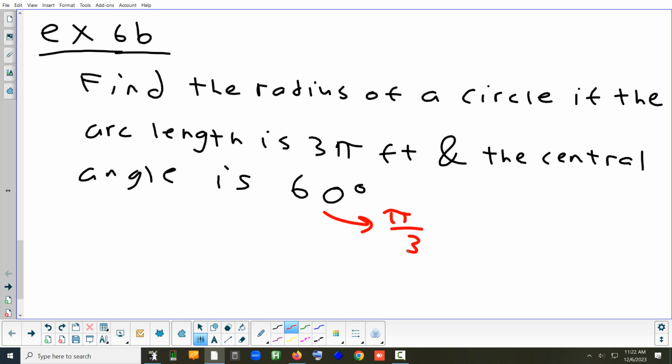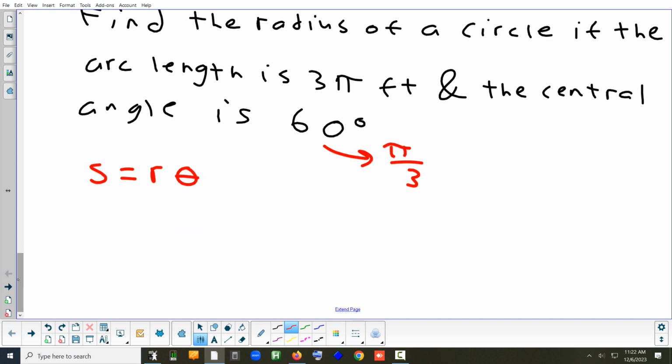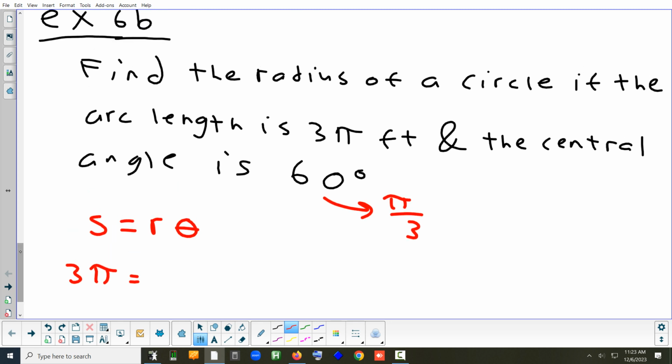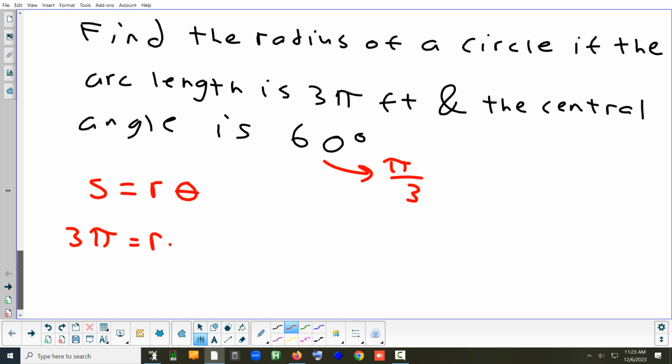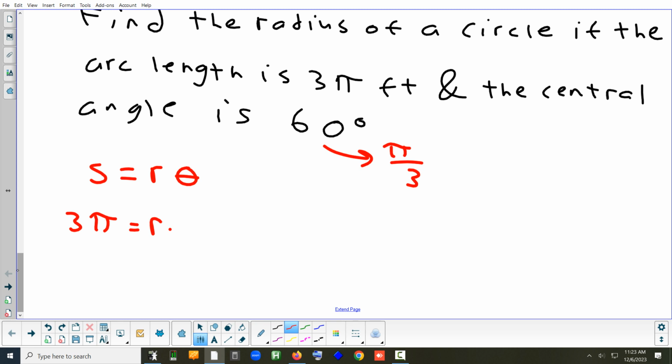What's the formula that we use again for arc length? Xavier? S equals R theta. S equals r theta. Okay, fill in everything we know. Do we know S in this problem? Yes. Yeah, what's S going to be? 3 pi. 3 pi. Do we know R? I mean the radius. We don't know the radius. We're going to leave that as R. Pi over 3 for the angle.